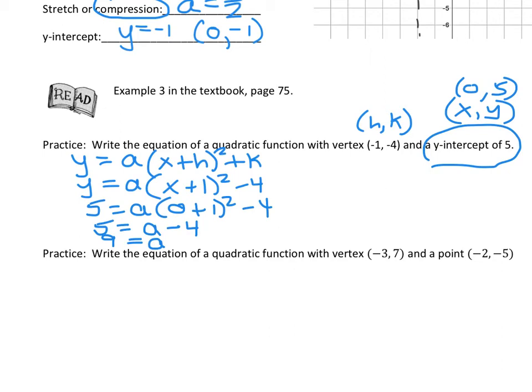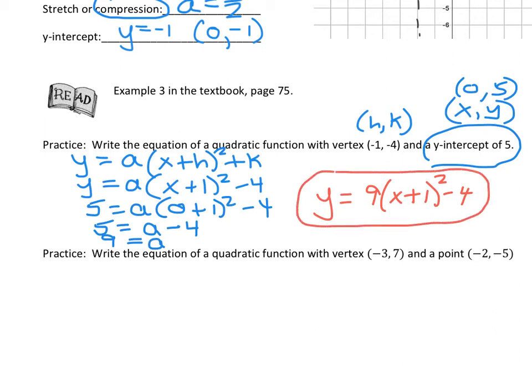And so just kind of pull it all together and write the final function. We've got y equals 9(x + 1)² - 4 would be our final function. So that is quite a bit of stretch. It's going to be an upward facing U, very skinny and tall.